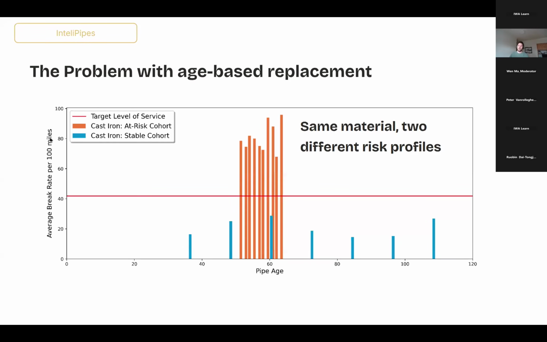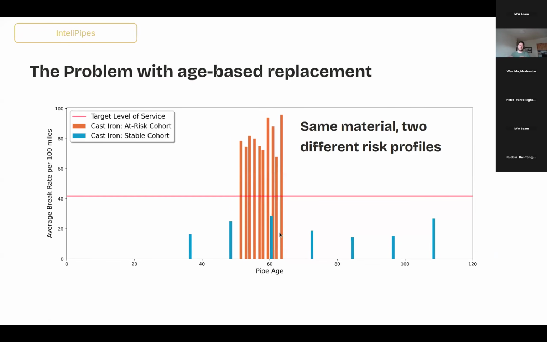What you have here on the y-axis is the average break rate. This is a very critical metric of how good that asset is, how good that pipe is. So when it's very high, it's in very bad condition. This is the limit that is established by the City of Montreal, which is still very high, 42 breaks per 100 miles. And on the x-axis, this is the age of the pipe.